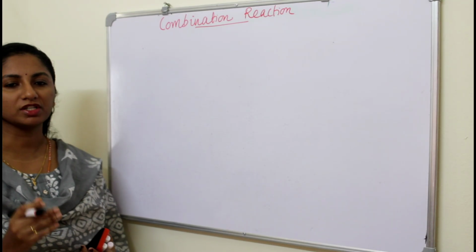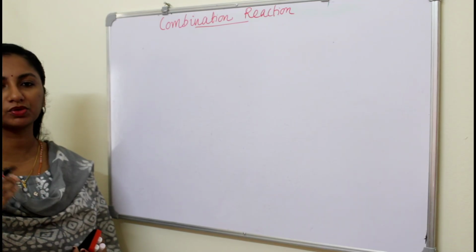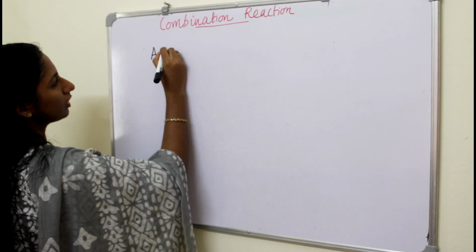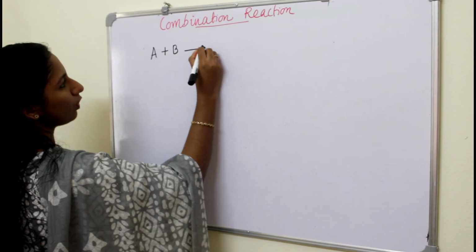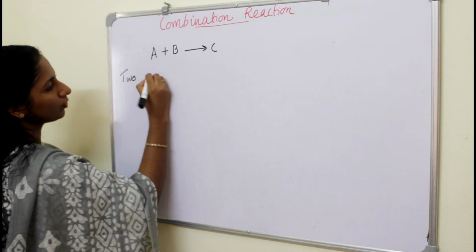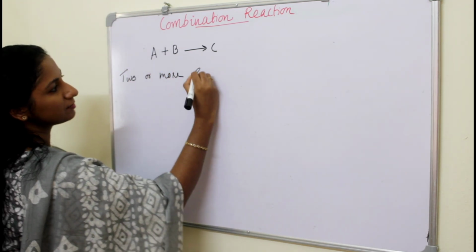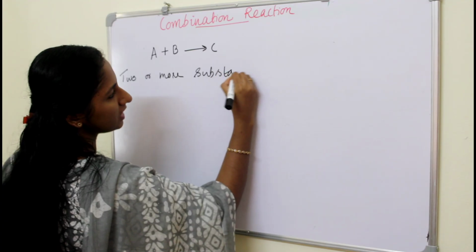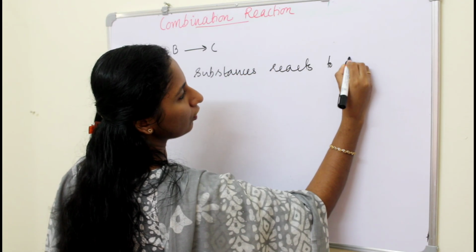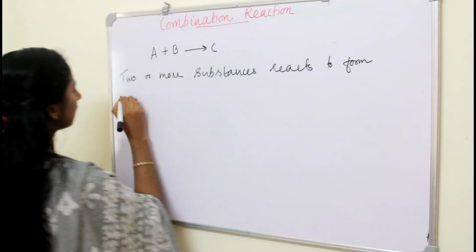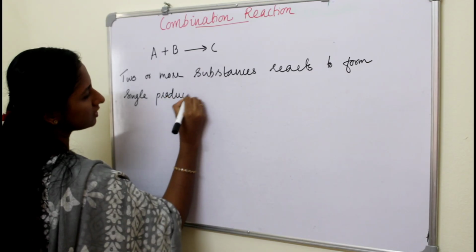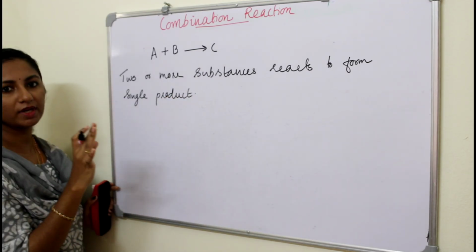In a combination reaction, two or more substances react together to form a single product, right? That is, two or more reactants. A plus B gives what? C. That means two or more substances react to form a single product. Such a type of reaction we can call a combination reaction.